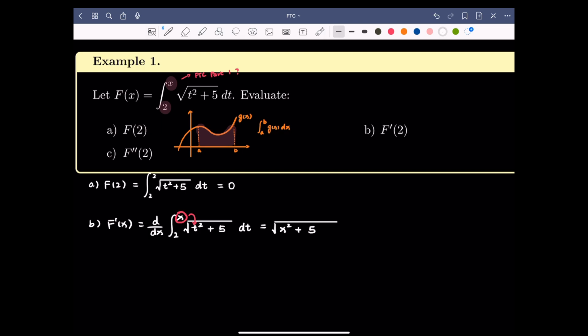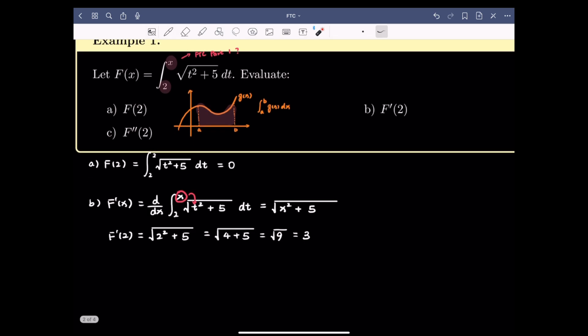And now to find f prime of 2, we just need to sub in 2. So f prime of 2 is gonna be square root of 2 squared plus 5. That's gonna be square root of 4 plus 5, which is 9. And that's gonna give me 3. Okay? 3, not plus or minus 3, because the square root function is non-negative. Okay? It should not be plus or minus 3 because it's a common mistake.